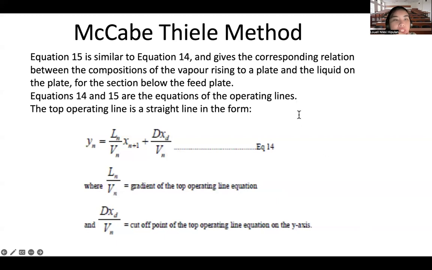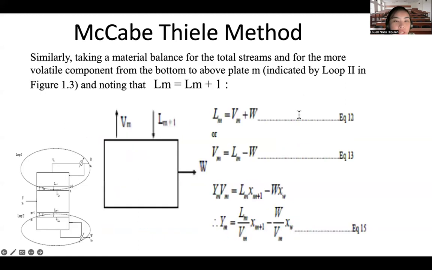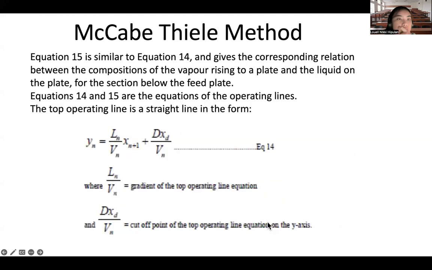Now, equation 15 is similar to equation 14, right? Except that you are subtracting here. So it gives the corresponding relation between the composition of your vapor rising to the plate and the liquid on the plate for the section below the feed plate. So equations 14 and 15 are the equations of your operating line.